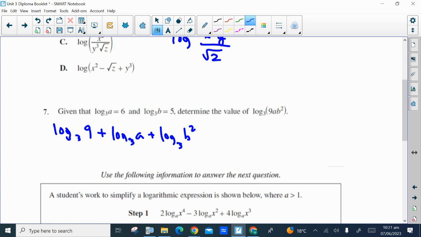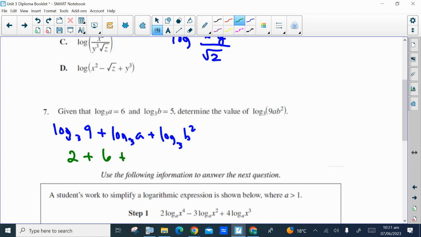You're told that log base 3 of A is 6, so this will be replaced with 6. But for the last term, we're told log base 3 of B is 5. This is log base 3 of B squared, so we need to bring this 2 in front as a coefficient. Also, log base 3 of 9 is 2. That's asking 3 to what power is 9? Again, log base 3 of A is 6.